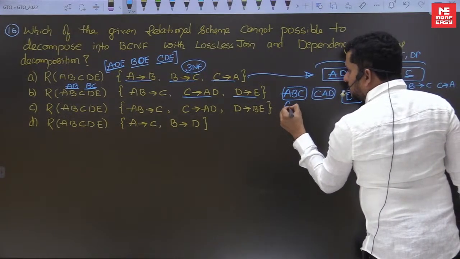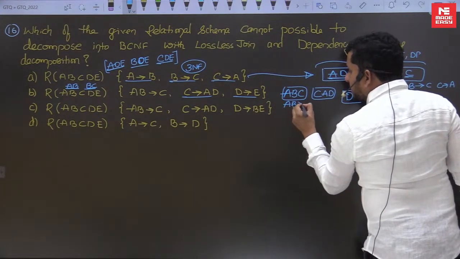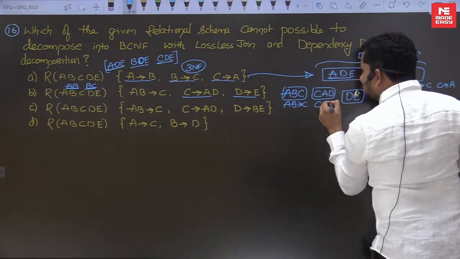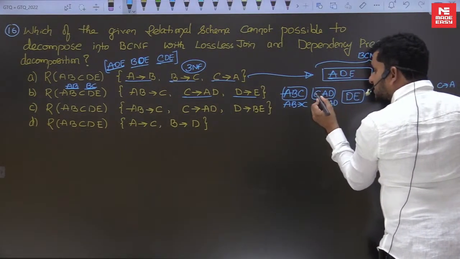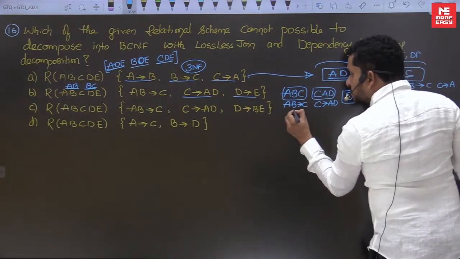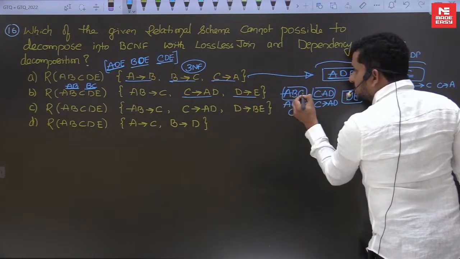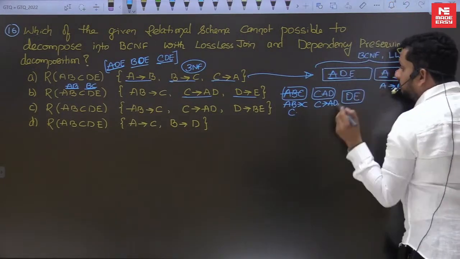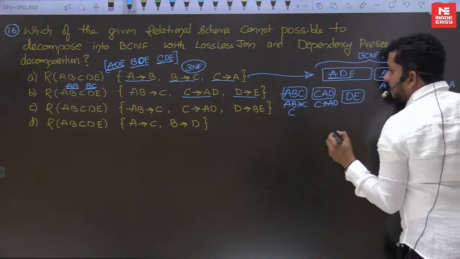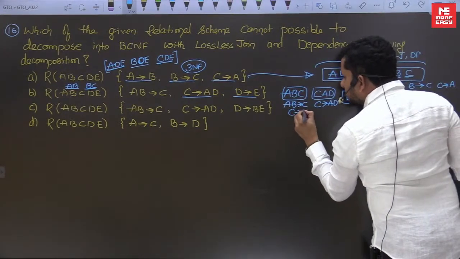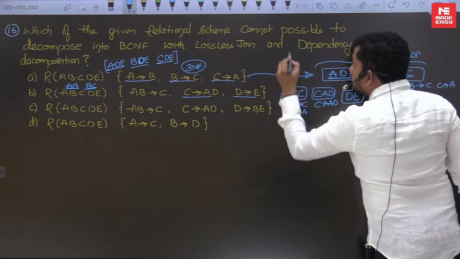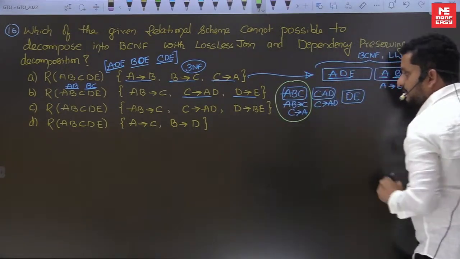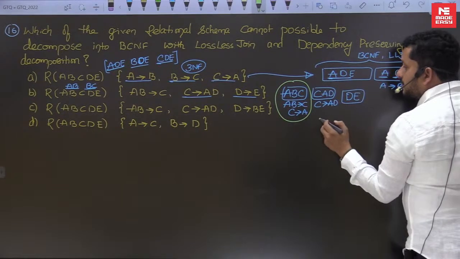The reason is AB determines C is one FD, and C determines AD is another FD. But C determines A also comes to the first relation because AC are in the same table. So C determines A is also in this first table, and this first relation again fails for BCNF.